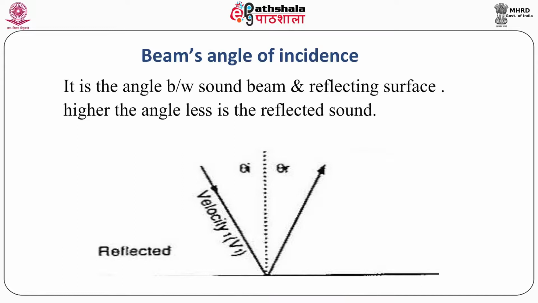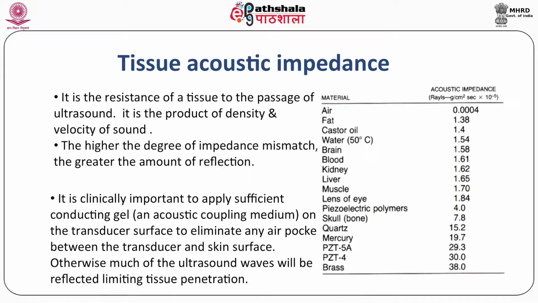So this angle should be less than 3 degrees. As sound wave passes from one tissue plane to another, the amount of reflection is determined by the difference in acoustic impedance between the two tissues. As shown in the figure, the percentage reflection is equal to (Z2 minus Z1) upon (Z2 plus Z1), whole square, into 100.